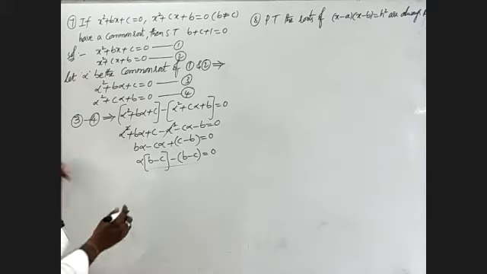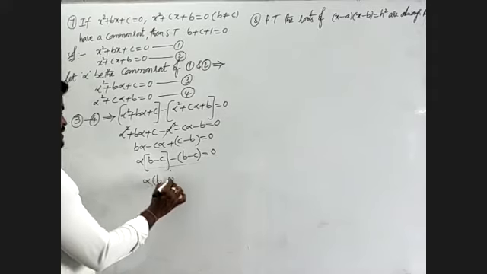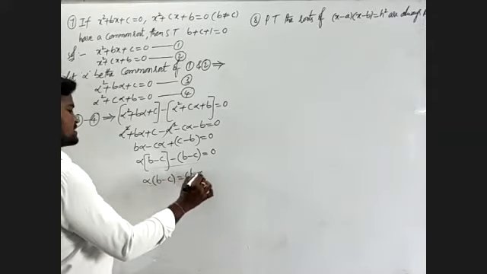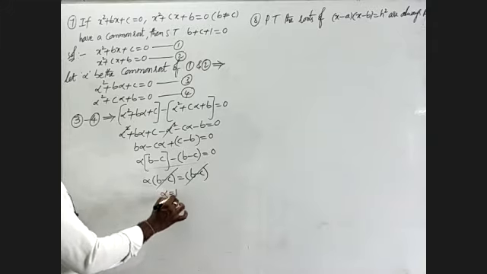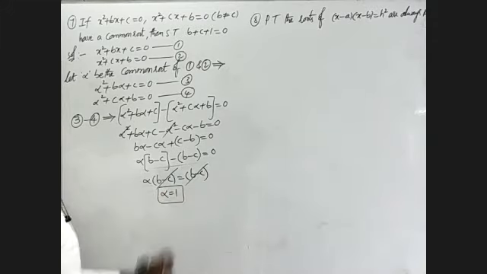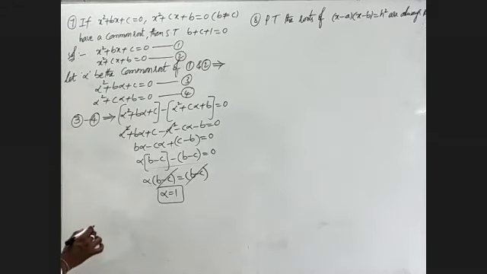Okay, I will take b minus c common. What do we have to write in this one? Alpha into b minus c is equal to b minus c. B minus c and b minus c will be cancelled. Their alpha value is 1. We have to substitute alpha is equal to 1 in equation 3.